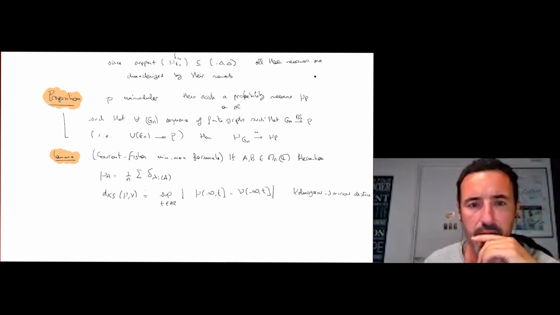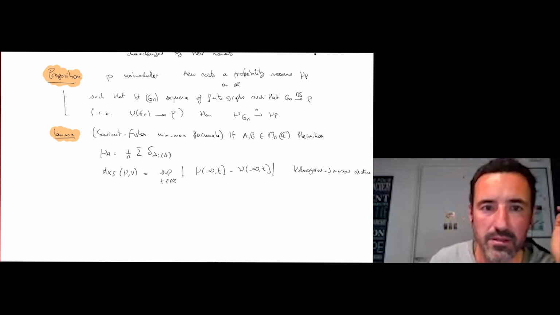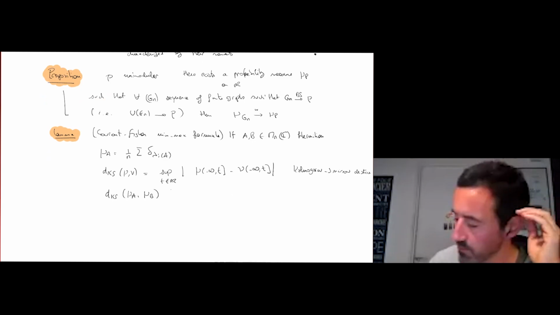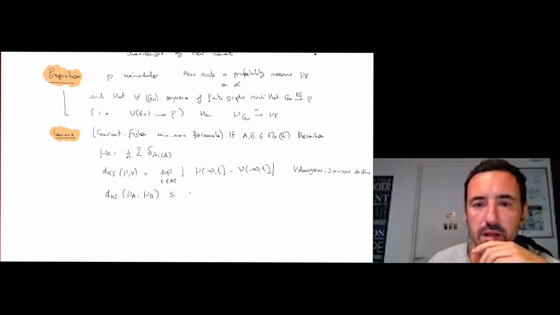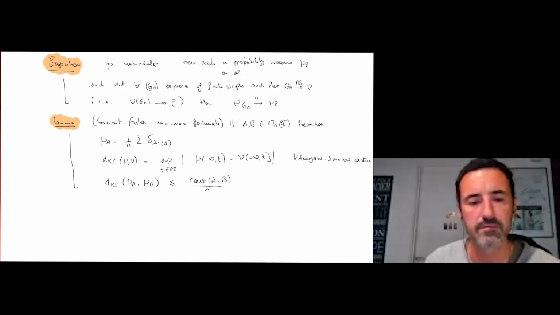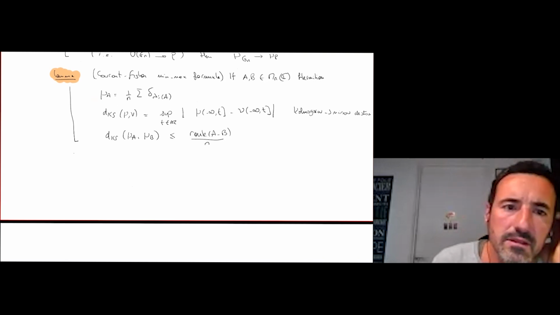So the lemma is not the Courant-Fisher min-max identities, it's a consequence of them. A consequence is that the spectral measure, the distance in the Kolmogorov sense between the empirical measures mu A and mu B, is always bounded by the rank of the difference A minus B divided by n. The proof is an exercise.